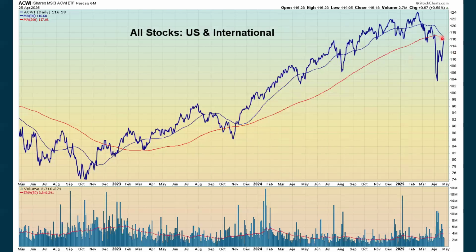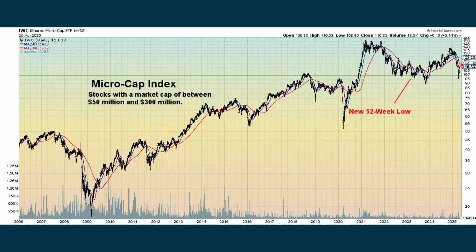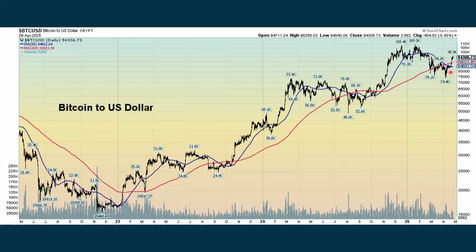This has turned over negative, all stocks. This looks at US and international stocks. They're improving, but now they're in a downtrend. Emerging markets really got hit, trying to improve and just barely in an uptrend. Micro caps, small companies, they are in a downtrend, but trying to bounce back up as well. And the Japanese Nikkei index, it's just been kind of hanging around this 1989 level here, but it is bouncing up off of its lows.